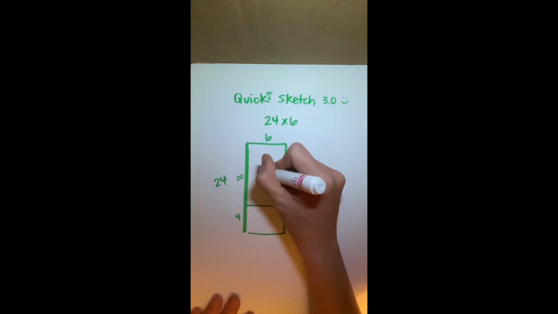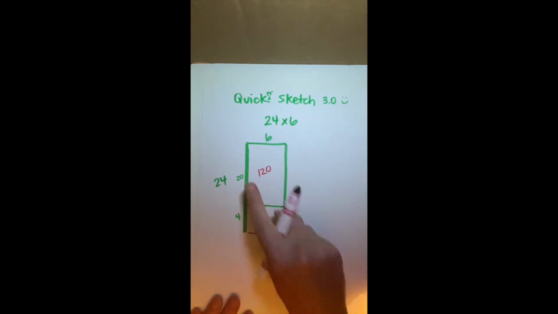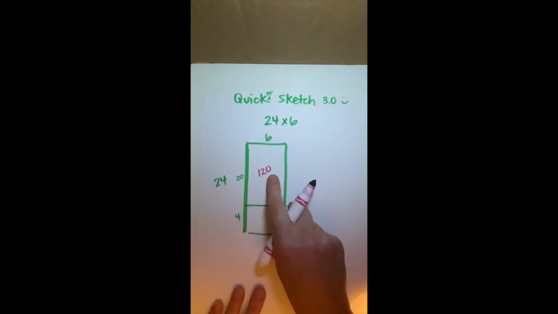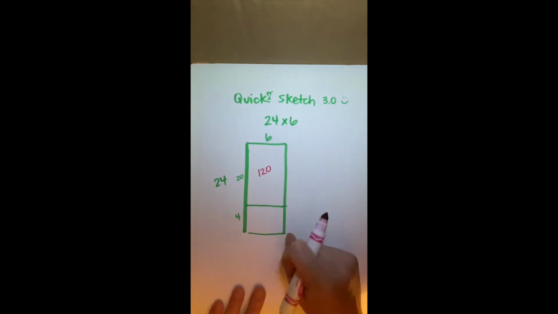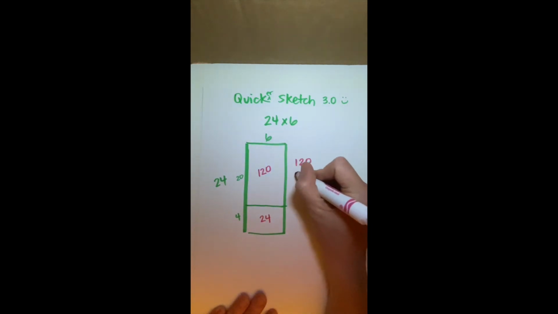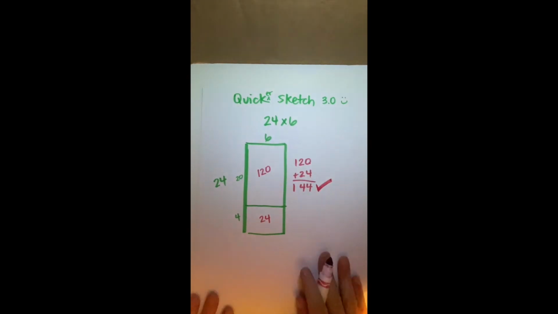So now I do 20 times 6. And if you can do that in your head, great. But remember our strategy where you can cover the 0 and imagine it's 2 times 6 and then pop the 0 on the end. 4 times 6 gets me 24. I put both parts together and I get the same answer, 144.